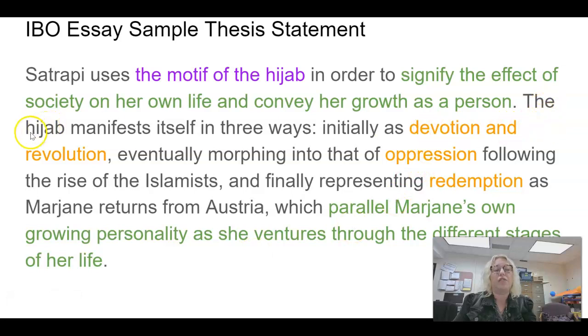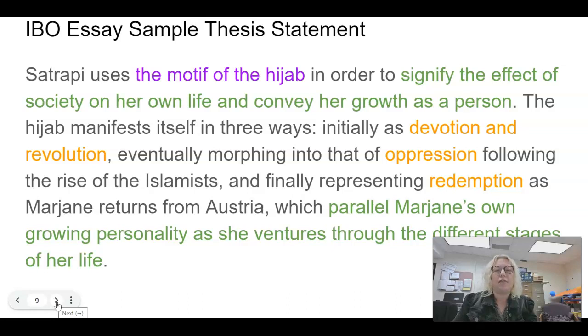The hijab manifests itself in 3 ways. Initially as devotion and revolution, eventually morphing into that of oppression following the rise of the Islamists, and finally representing redemption as Marjane returns from Austria, which parallels Marjane's own growing personality as she ventures through the different stages of her life. It's a complicated thesis statement, and it did get some comments from the IBO examiners saying that it maybe was biting off more than they could chew.